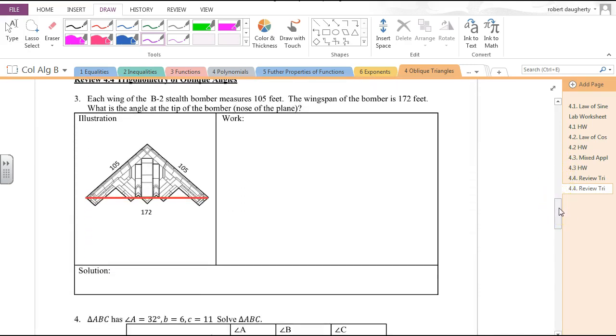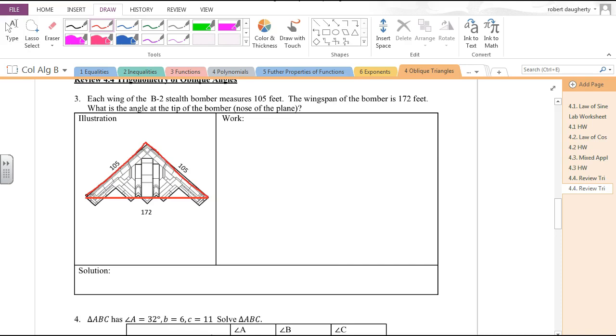Each wing of the B-2 stealth bomber measures 105 feet. The wingspan of the bomber is 172 feet. What is the angle at the tip of the bomber, the nose of the plane? Here's a case where you see a triangle. It should be very obvious to you. In this triangle, I know three sides. I know none of the angles.